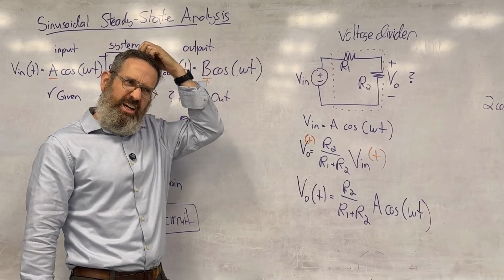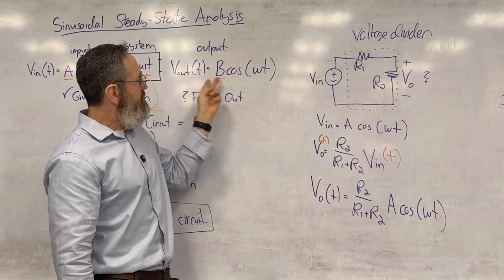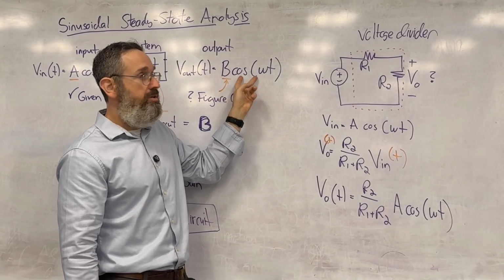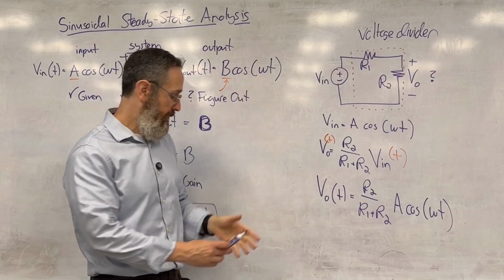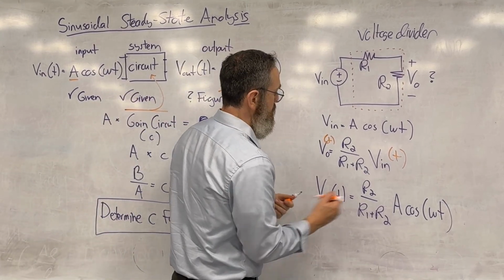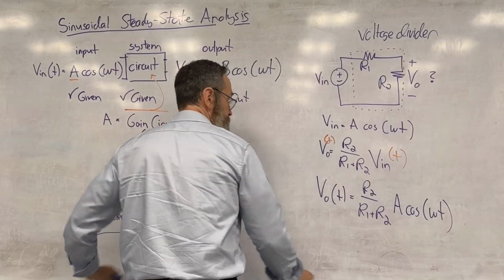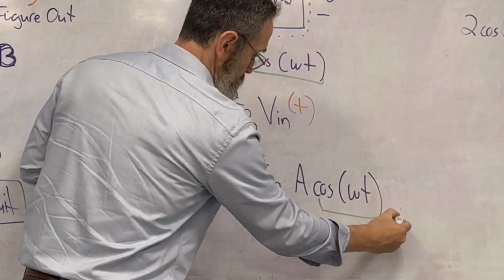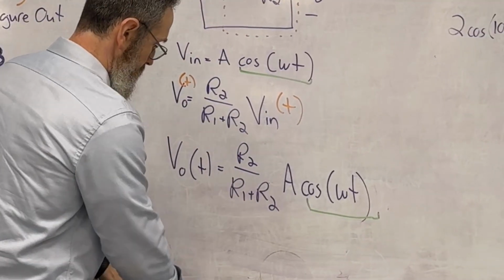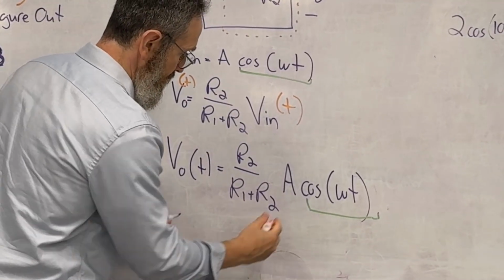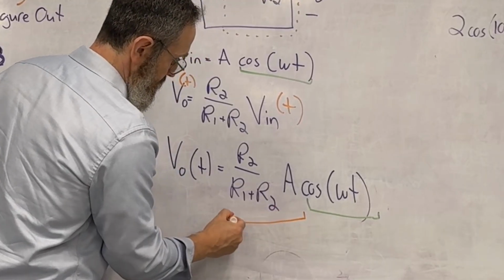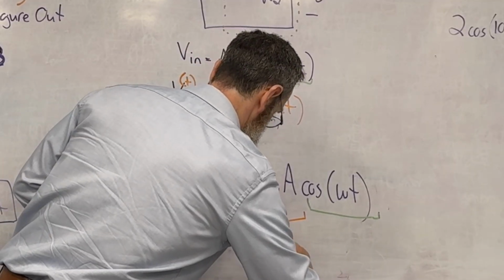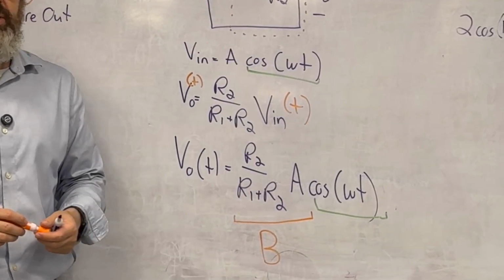Now let's do a little check here really quickly. The output is supposed to have a form of some number times the cosine that we put in. Well, here we go. You notice that here's the sinusoid that we put in. It remains protected. And then here we have a number, and this number is B.